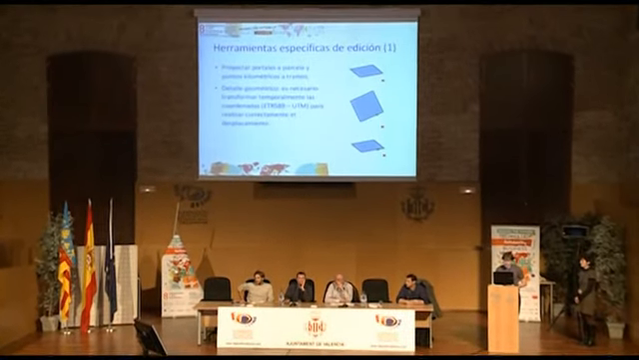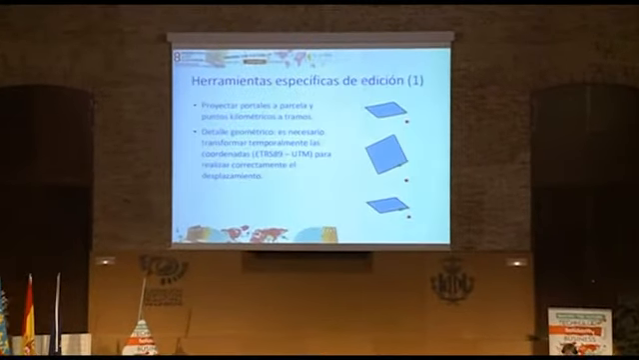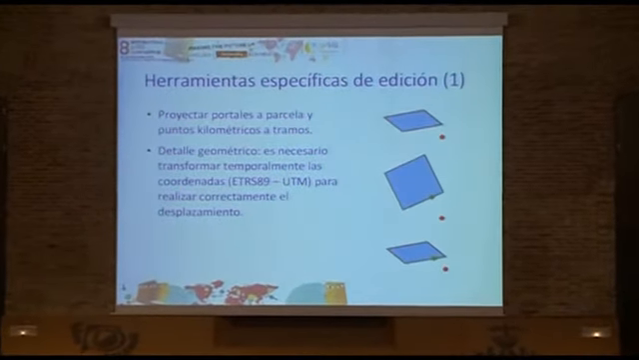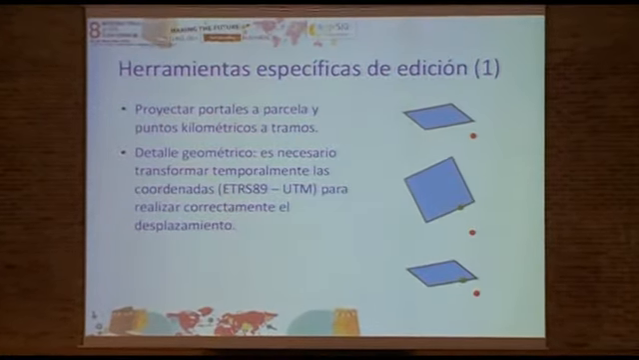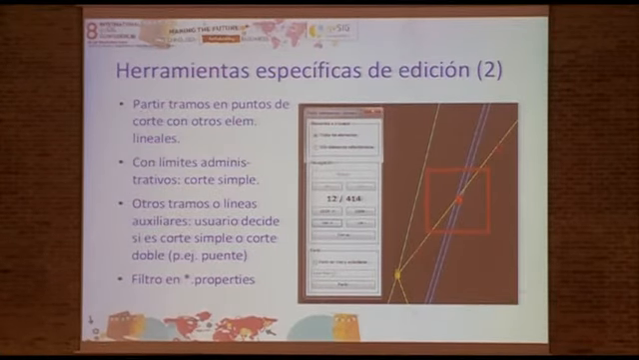The main tool that we have developed is a tool that projects the portals onto a section. It's very interesting because CartoCiudad is in ETRS89, so the first thing that we have to do is to project the geometry to a projected system, and then we do the orthogonal projection. We use as a coordinate 42, 58.